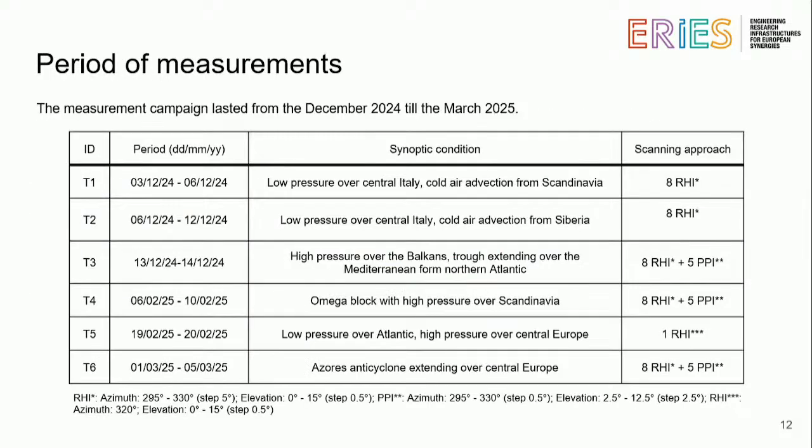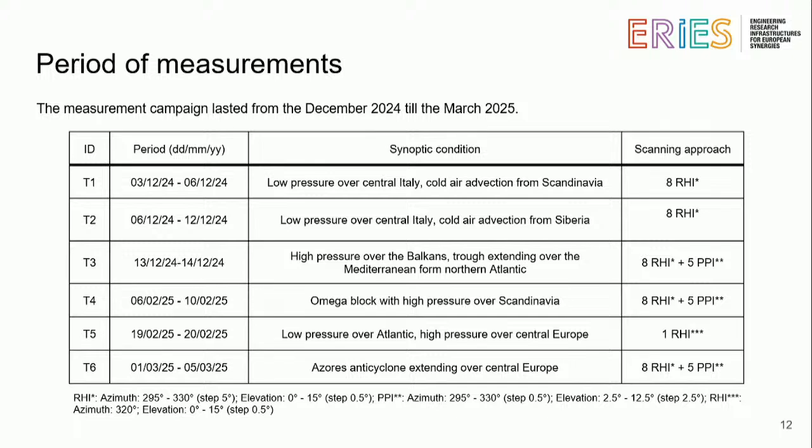So measurement campaign lasted from December last year to March this year, and during this period, 6 downslope wind events were noticed. So let me explain a bit those events. The first 2 events were due to cold advection from Scandinavia towards Siberia, so from T1 to T2, and they were paired with low pressure over central Italy.